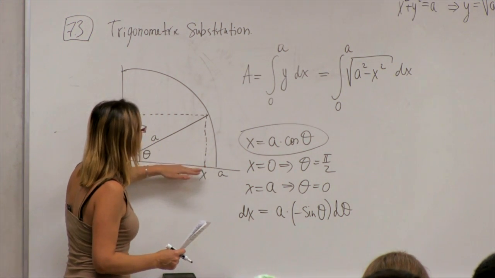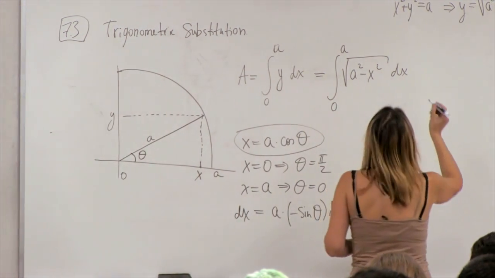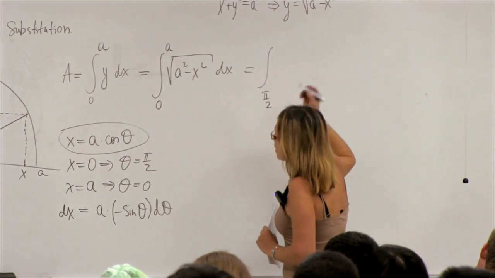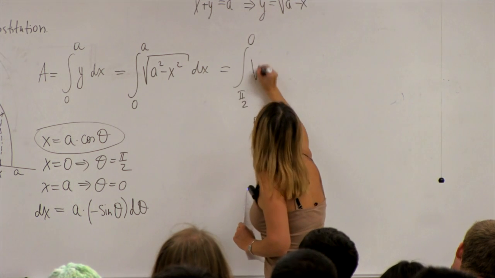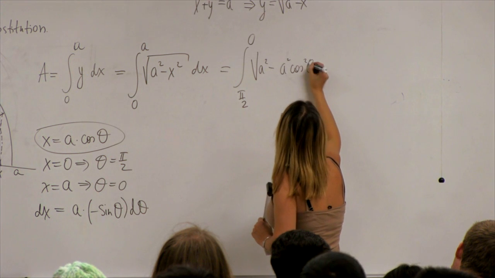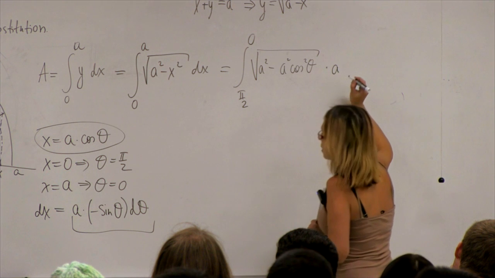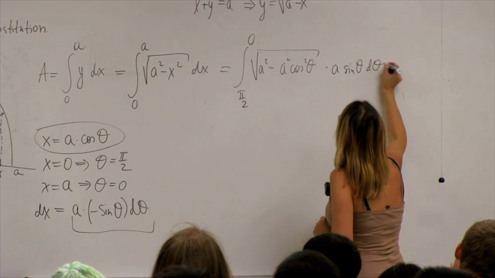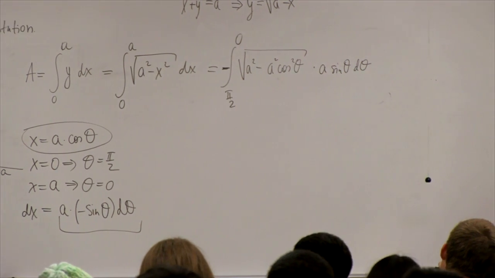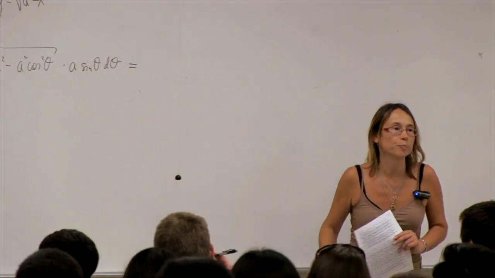So I go from the x-coordinate of each point to its angular coordinate. It's kind of like going to polar coordinates. So for 0, I have pi over 2. For a, I have 0. I have the square root of a squared minus a squared cos squared theta. And for dx, I have this whole expression times a sine theta d theta, and I shouldn't forget the minus sign, which appears in front of the integral. Okay. So now this is my new integral, completely rewritten in terms of the angle.